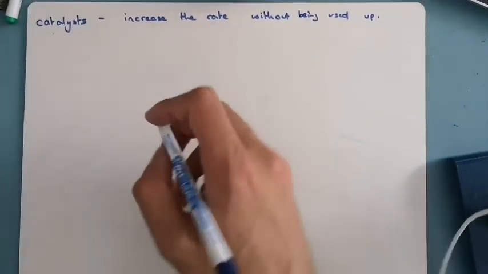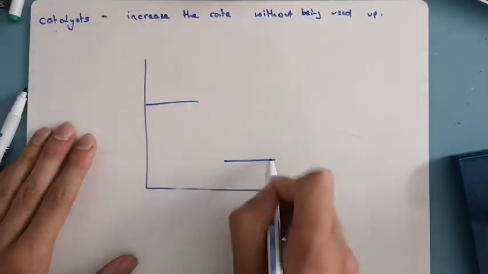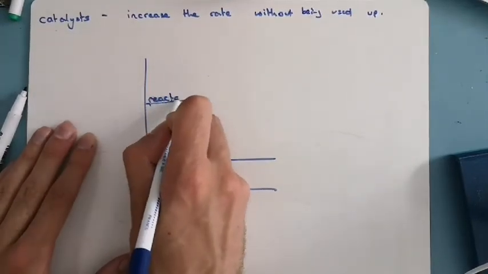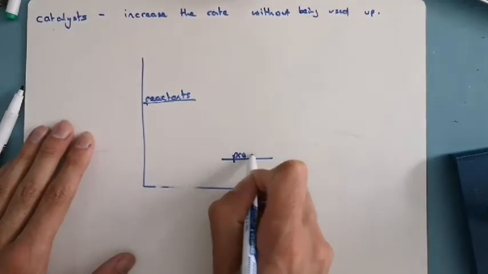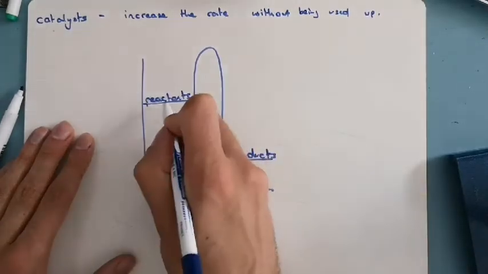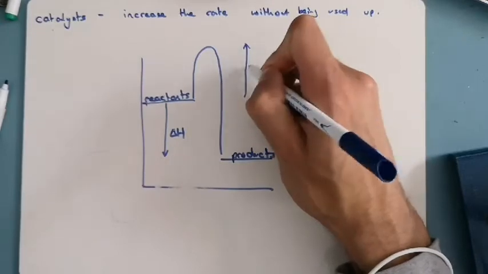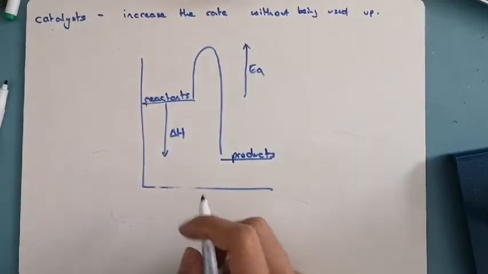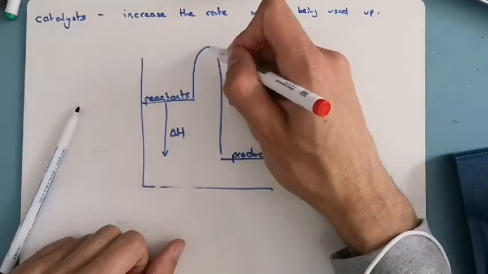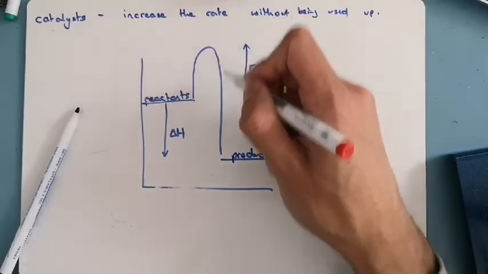They work if we draw quickly an enthalpy profile diagram. That'll be our reactants and products. And on an enthalpy profile diagram, you have your delta H and your activation energy. A catalyst provides a different route than the one we see here. So this route goes all the way up to here, this is our activation energy, the amount of energy we have to put in to get a reaction, and then all the way down to here.